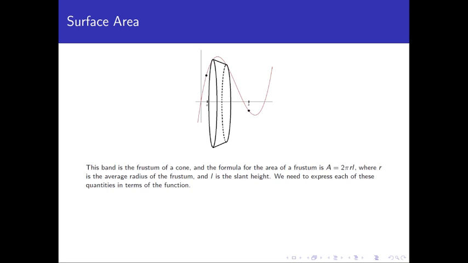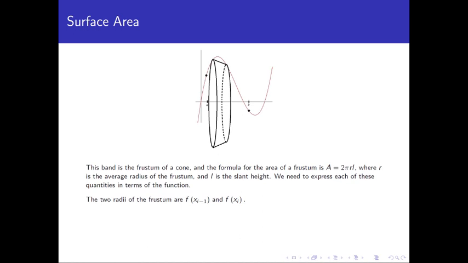So we're not given R and L in general. We're given a function that we've rotated. So we need to get R and L in terms of the function that we're given. All right, so let's think about the radius first. For the radius, again, the big radius here would be your f of x sub i minus 1. The smaller one here would be your f of x sub i. Again, which one's bigger and which one's smaller doesn't matter because we want the average of those two things.